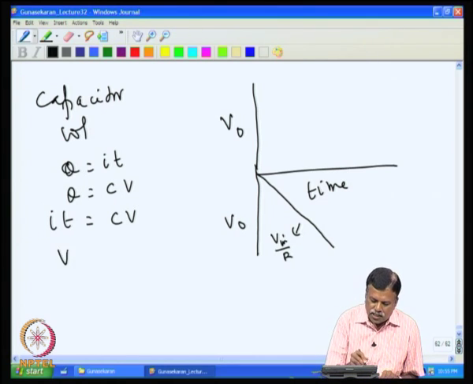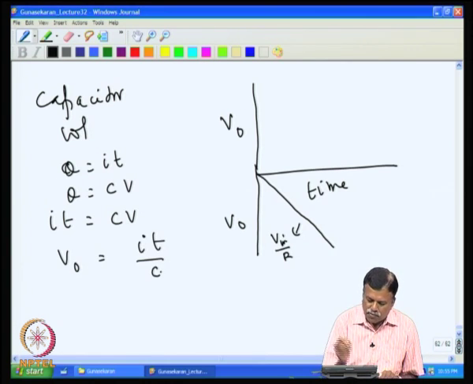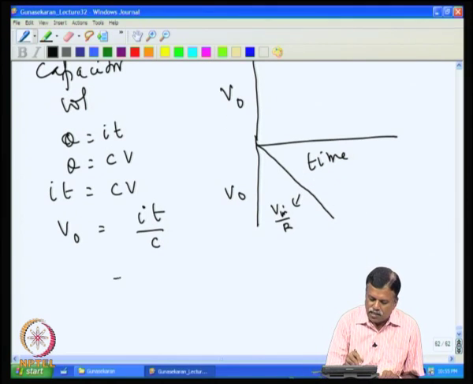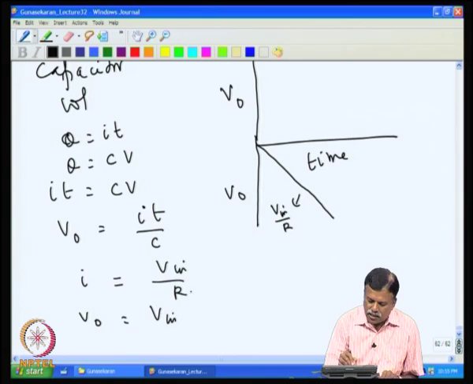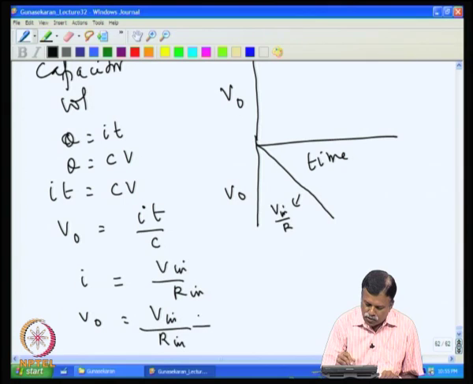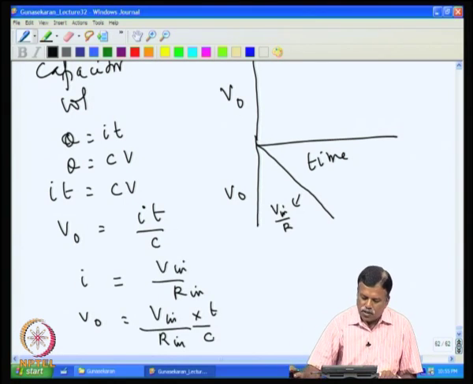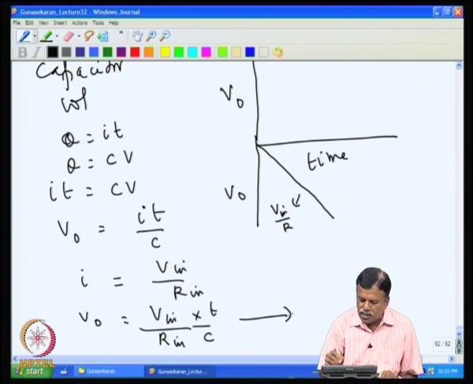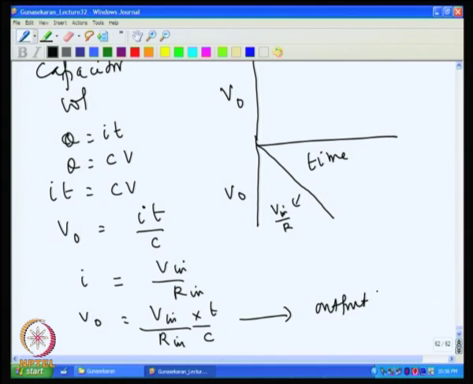The capacitor voltage, that is the output voltage, is given by I t divided by C. The current I is given by V in by R in. So V 0 is given by V in by R in, into T divided by C. That is the capacitor voltage, or the output voltage. And since it is inverted due to op amp inversion, we get a minus sign.